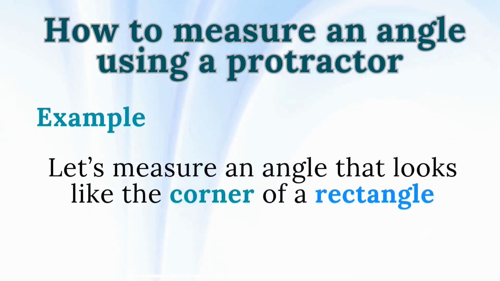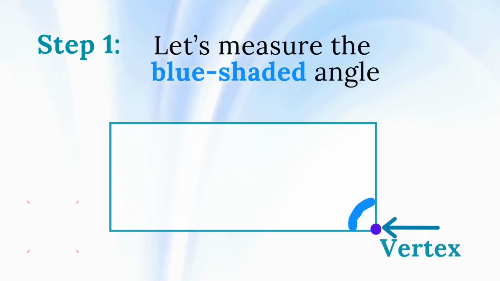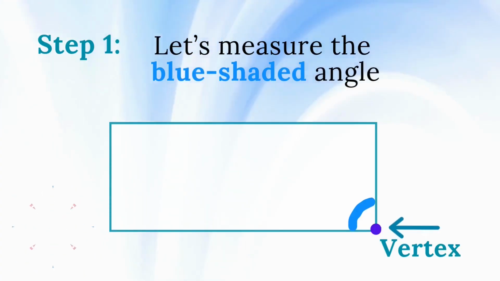Now, let's learn how to measure an angle using a protractor. We'll measure an angle that looks like the corner of a rectangle or like the corner of a book. Step 1. Look at the angle you want to measure. It has two straight sides that meet at a point. That point is called the vertex.